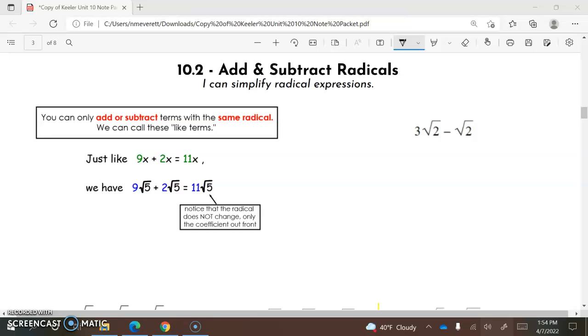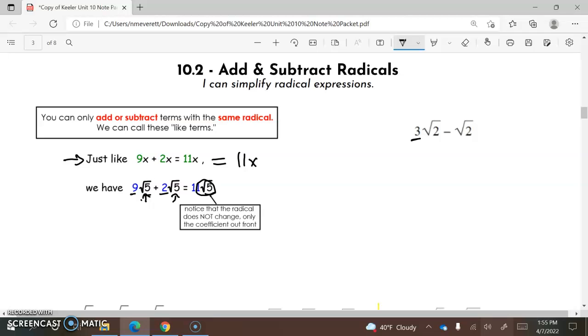Now, the concept of adding and subtracting radicals is almost the same as what we've done before, okay? You can only add and subtract terms with the same radicals, just like like terms. So literally, just as 2x plus 9x equals 11x, you have 9 square root of 5 plus 2 square root of 5. All you're doing when you're adding is adding the numbers in front. The radical inside does not change. Remember, you have to have the exact same thing in the radical in order to add or subtract the numbers out front, because adding and subtracting is the same thing.